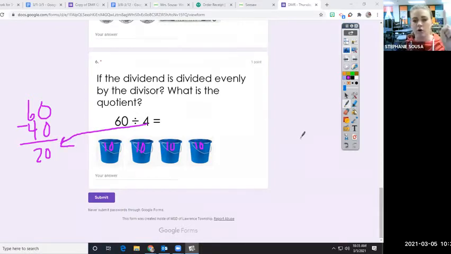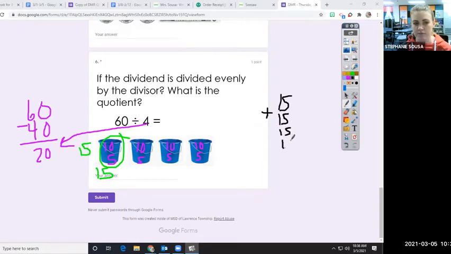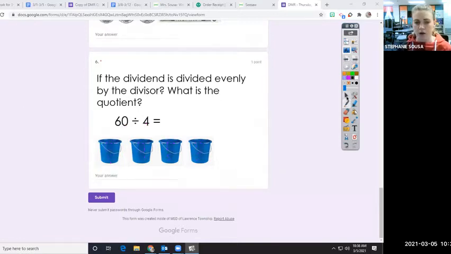So let's do it. 4, 8, 12, 16, 20. 5 more. 5 for that bucket, 5 for that bucket, 5 for that bucket, 5 for that bucket. 10 plus 5 is equal to 15, so there are 15 in each bucket. Okay, I could check this by repeated addition by adding 15 4 times. 5, 10, 15, 20. 2, 3, 4, 5, 6. 60 is equal to 60. There we go, Justin. We got it. Questions?